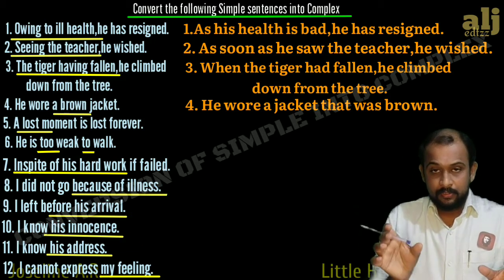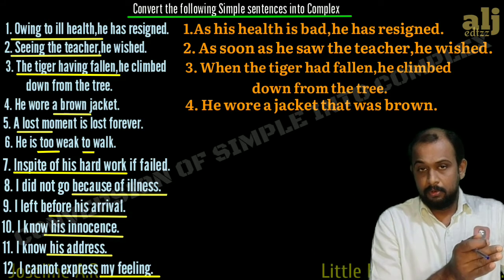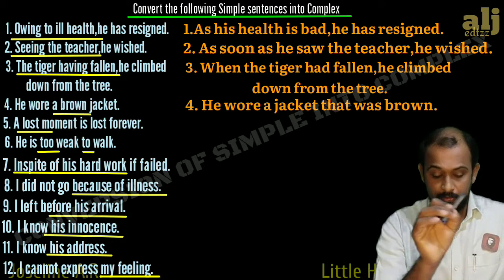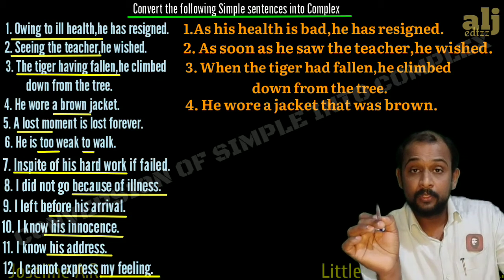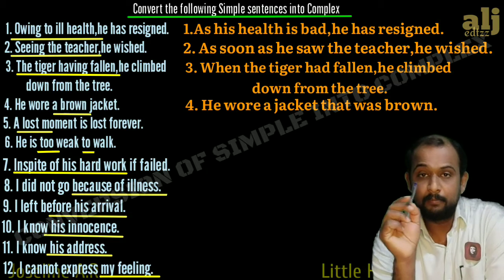Okay. So the adjective clause describes the antecedent. See question number 4. He wore a jacket that was brown. That was brown describes the jacket. So the jacket is the antecedent. That was brown is the subclause here.